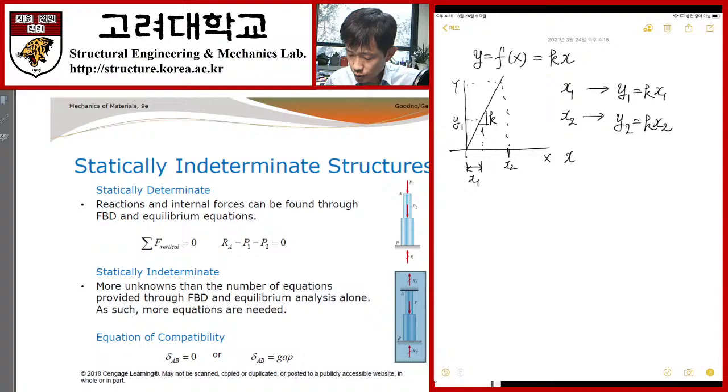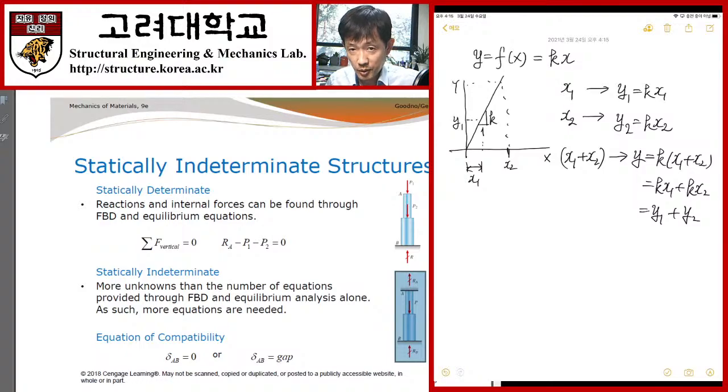So what if you apply x1 and x2? Then my system response y is k times x1 and x2, that means kx1 plus kx2. This is equal to y1 plus y2. Is it clear? Okay. And this is called the principle of superposition. The response of the system for any quantity is equal to the sum of individual responses to the individual loading.